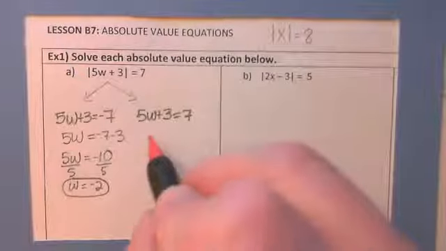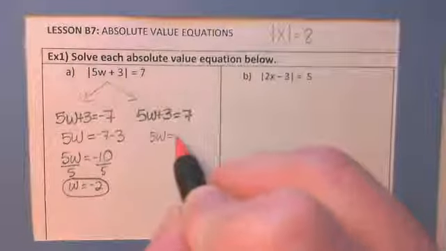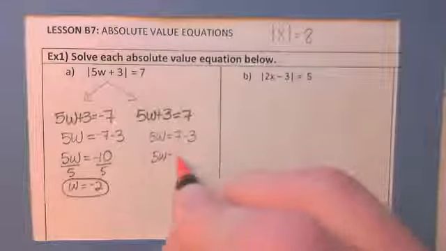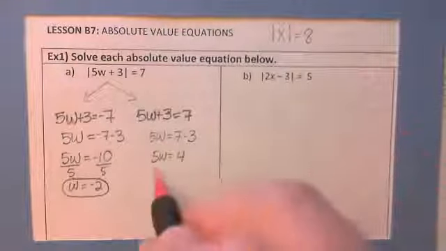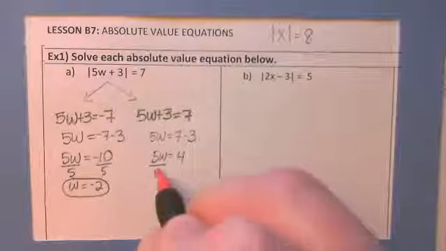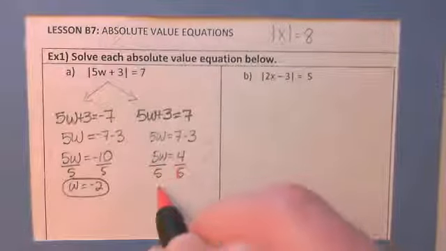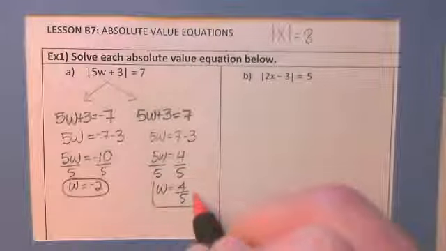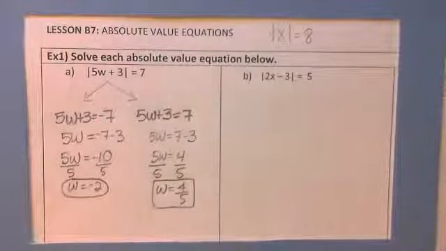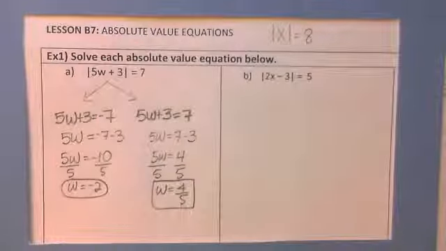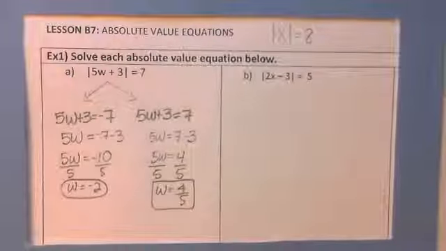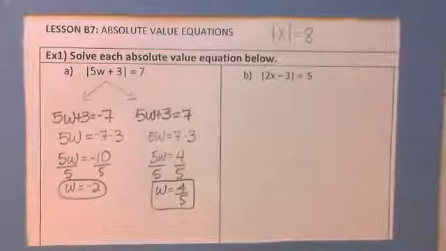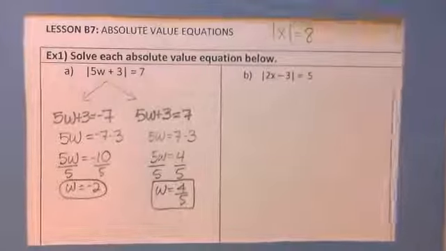The other answer here will be 5w equals 7 minus 3. 5w equals 4, since 7 minus 3 is 4, and we're going to divide both sides by 5. w equals 4/5. So that means we have two possible answers here. Now, one thing about absolute value, you need to check if the answers are valid, because it could occur that one of the answers is not going to work.